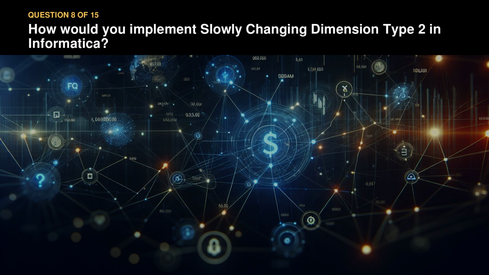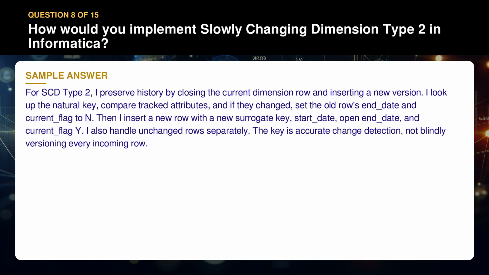Question 8. How would you implement slowly changing dimension type 2 in Informatica? For SCD type 2, I preserve history by closing the current dimension row and inserting a new version. I look up the natural key, compare tracked attributes, and if they changed, set the old row's end date and current flag to N.